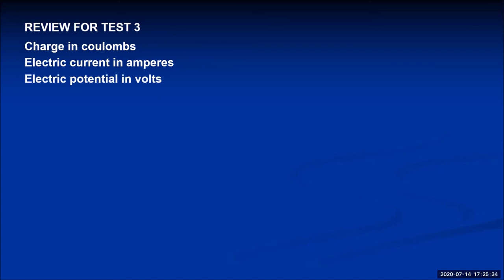For our chapter on electrochemistry, we talked about some definitions. First, charge is measured in coulombs. Electric current is measured in amperes. Electric potential is measured in volts. And then we introduced a way to make an oxidation reduction reaction occur so that electrons have to flow through a wire in order to make the reaction proceed. We call that arrangement a galvanic cell.